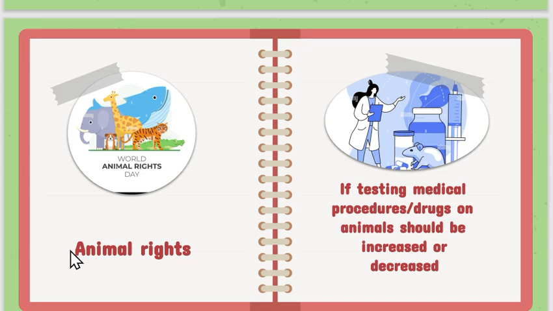For example, if your subject is about animal rights, then the topic of your research paper could be, for example, whether testing medical procedures and drugs on animals should be increased or decreased. So this is an example of a topic, not a subject, because this example is very specific, while this example, animal rights, is general.